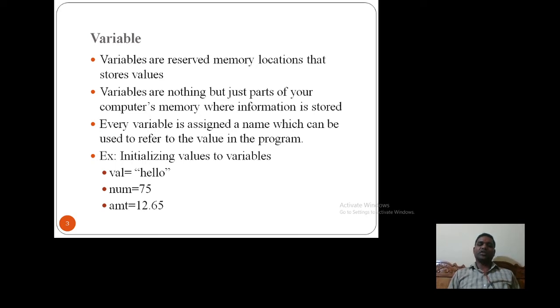Initializing values to a variable. For example, we have three variables here. val is equal to hello, so the variable name is val and its value is hello; num is equal to 75; and amt is equal to 12.65. So val, num and amt are the variable names, each with a memory location. The values of these variables are: hello is a string, 75 is an integer, and amt is a float. This is how we can define variables and initialize values to a variable.